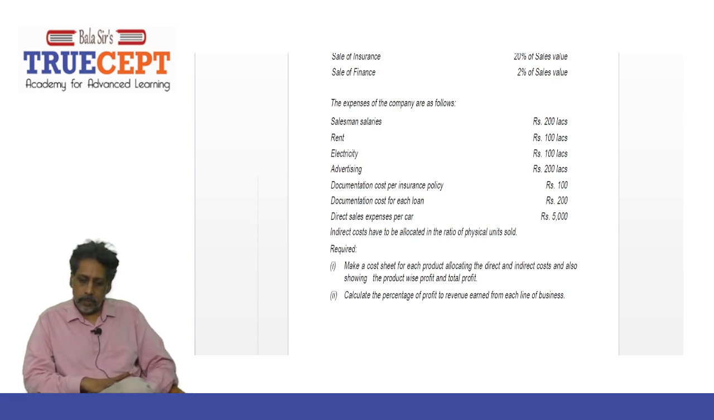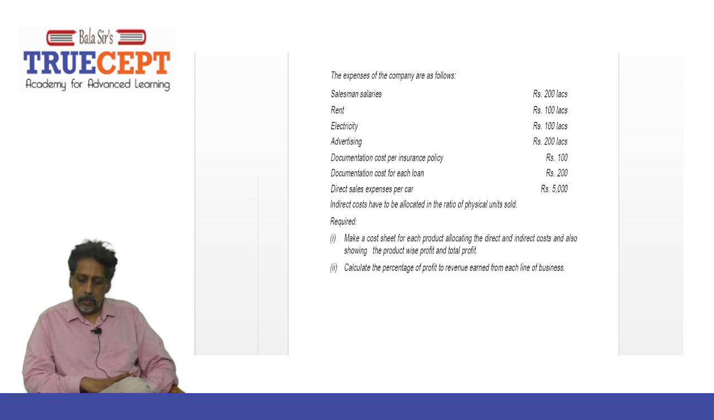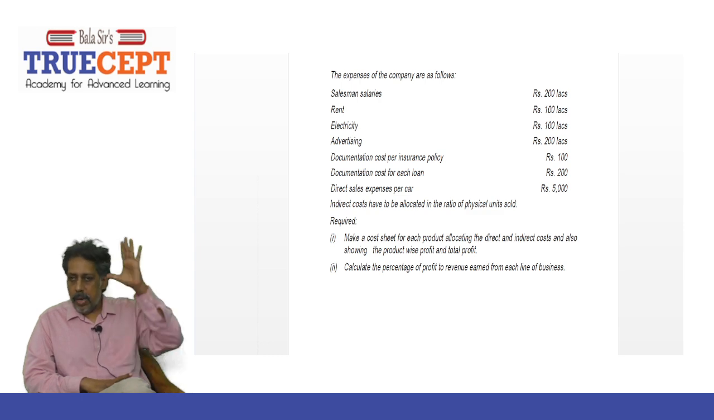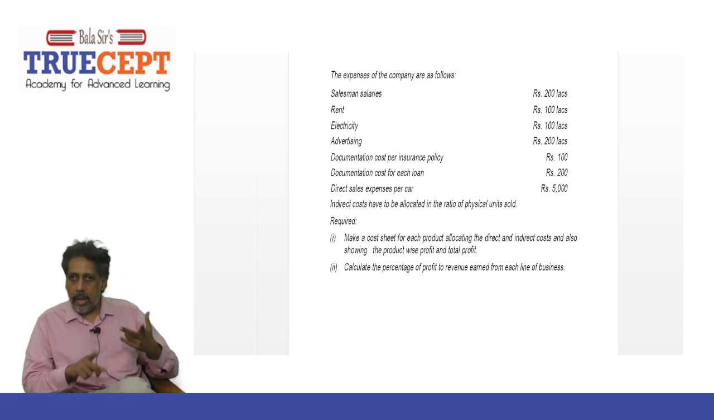Required number 1, make a cost sheet for each product allocating the direct and indirect cost and also showing the product wise profit and total profit. Then number 2, calculate the percentage of profit to revenue earned from each line of business. So basically, you're going to make an income statement. Don't think cost sheet means prime cost and then add factory overheads. That is for a manufacturing concern. Here you are a dealer. A dealer selling cars, you earn dealer's commission, you earn some commission for arranging for insurance policy, and also earn some processing fee when you arrange for the loans.